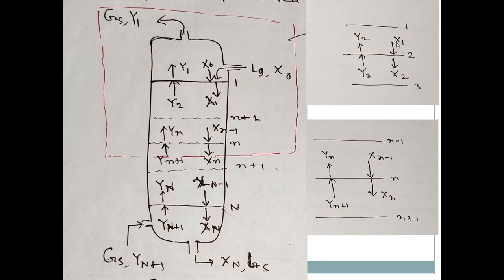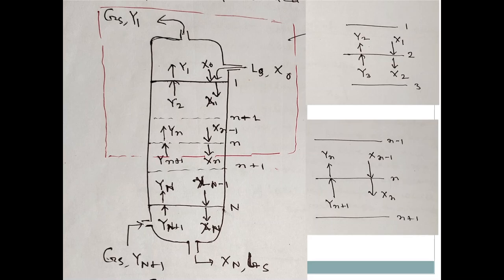So in stage 2, x1 and y3 are entering, and x2 and y2 are going out. If this stage is ideal, then y2 and x2 will be in equilibrium. But keep in mind, x1 and y3 will not be in equilibrium, because x1 is coming from the top plate and y3 is coming from the bottom plate. So the entry concentrations on a particular plate will not be in equilibrium, but the concentrations going out from plate 2, y2 and x2, will be in equilibrium if the stage is ideal.